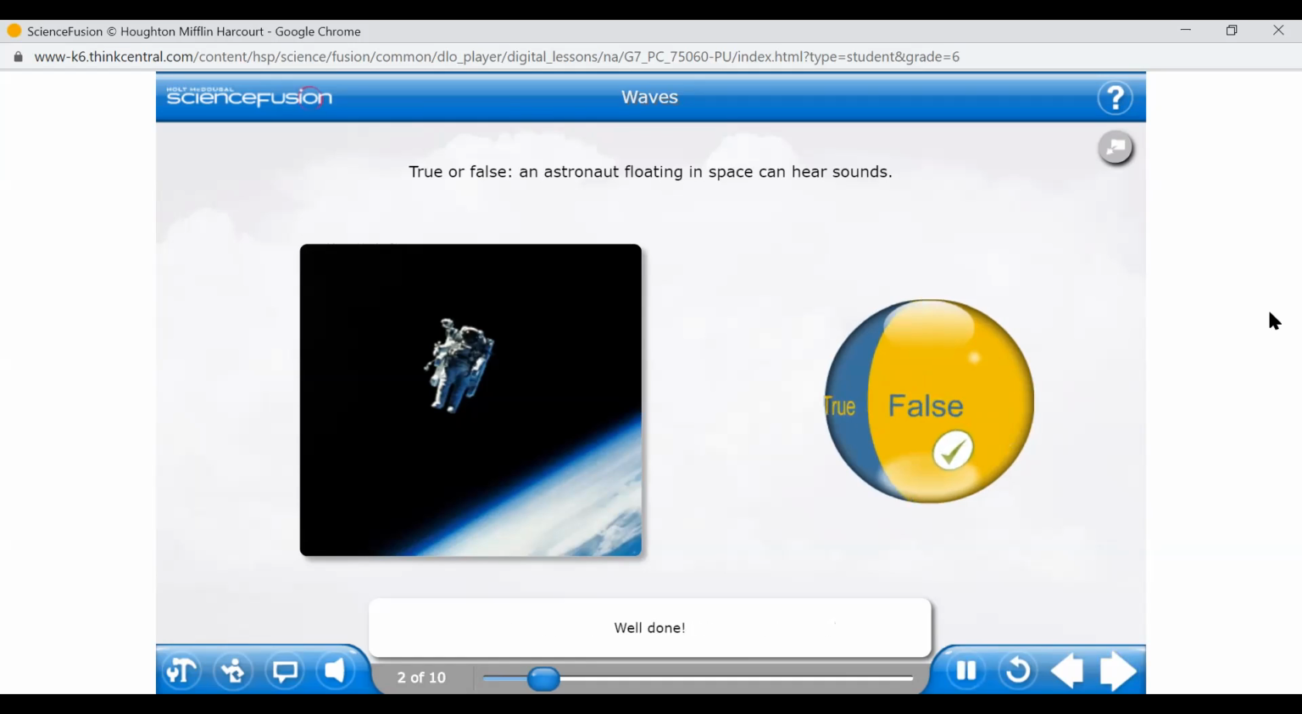Well done. The astronauts would need to use a radio link because they wouldn't be able to hear each other in space without one. There have to be particles for sound waves to travel. In space, there are no particles.